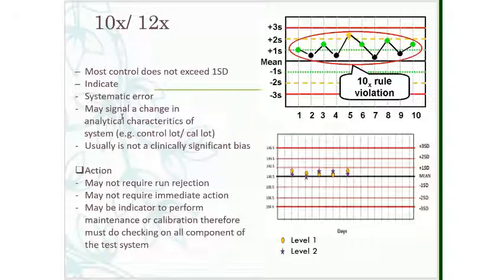So it indicates systematic error, and may signal a change in the analytical characteristic of the system, for example control lot or calibrator lot, and usually is not a clinically significant bias. So the action may not require run rejection, may not require immediate action, but it may be an indicator to perform maintenance or calibration. Therefore, we need to check all components of the test.